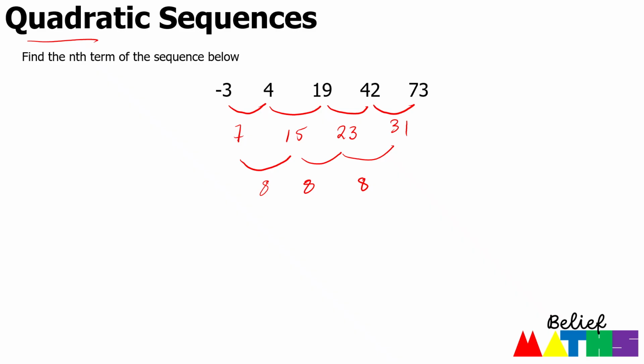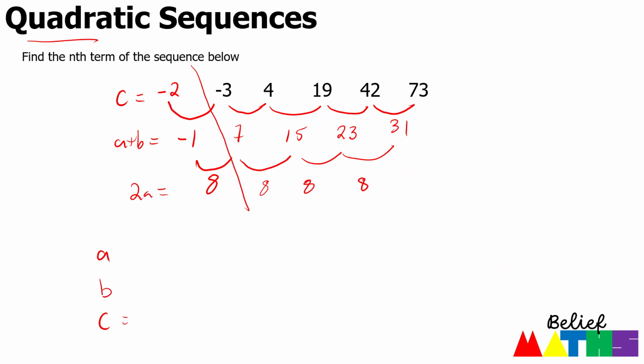Now with this then, the way I'd like to do this is I then take a step backwards. So this is 8, 7 take away 8 is -1. Then taking a step backwards, -3 take away -1 is -3 plus 1, which is -2. And using those three values, so this is kind of separate, these three values, we know that c is equal to this, a plus b is equal to that, and 2a is equal to this. So therefore, a, b, and c.